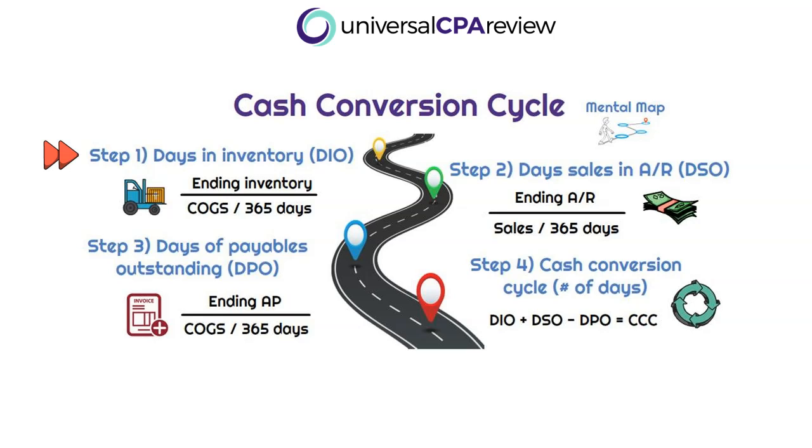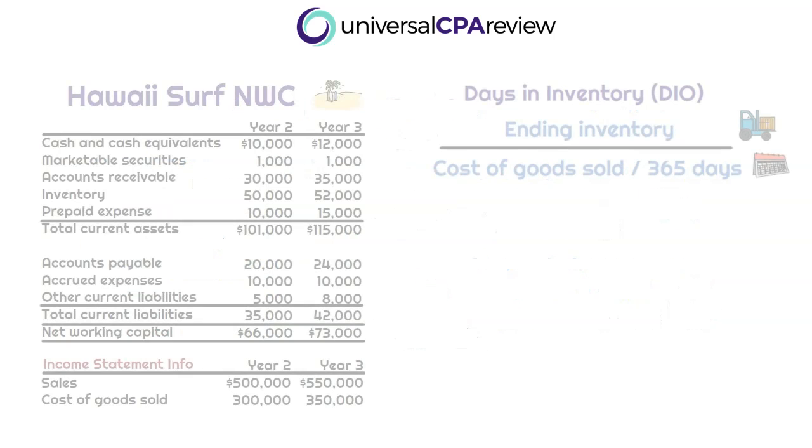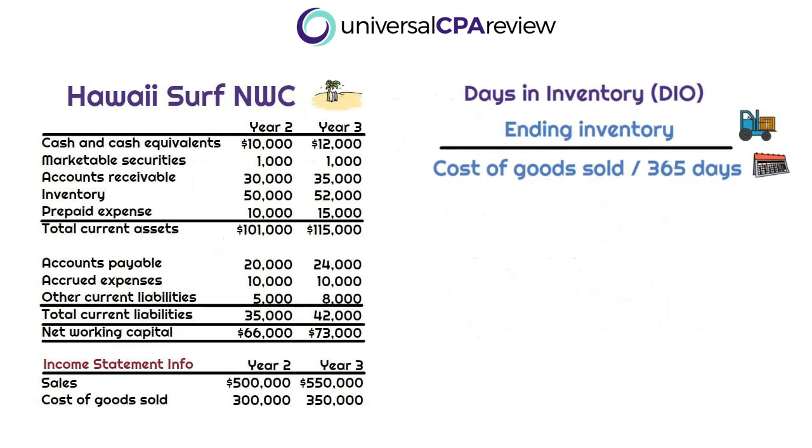So now we're going to do a little deep dive on each step of our mental map. Starting with days in inventory, again, this is also called days inventory outstanding or DIO. And again, the formula was ending inventory on the numerator, and then on the denominator, it's basically daily cost of goods sold, which is calculated as cost of goods sold divided by 365 days. And we're always going to use 365 days for the CPA exam, right? That is a full year.